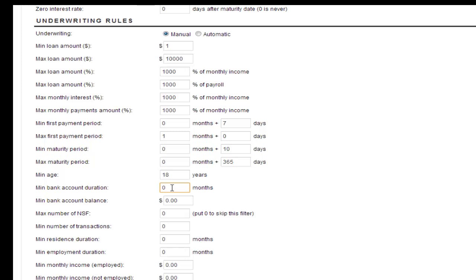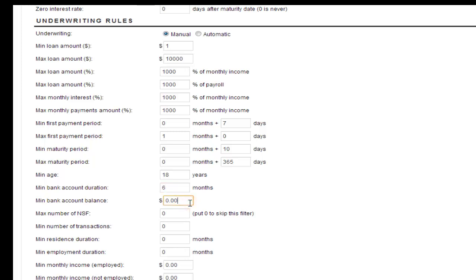Next, we have the minimum bank account duration. Here you will set a minimum bank account duration you require your applicants to have. In other words, the applicant must have a bank account open for X amount of months to get a loan. This is important because you can tell the quality of your customers through here. So maybe say you want them to have a bank account for 6 months before you'll give them a loan. That shows that they're steady enough in our eyes to give them a loan.